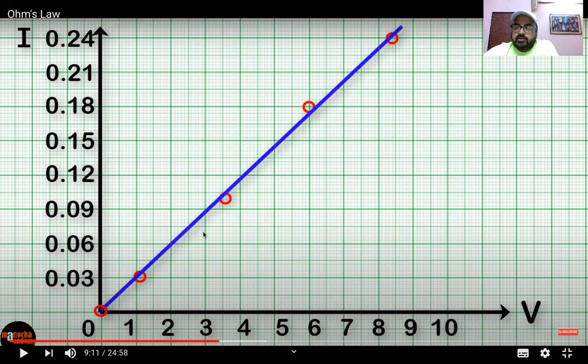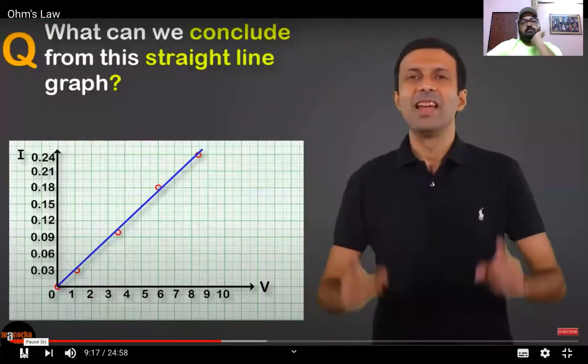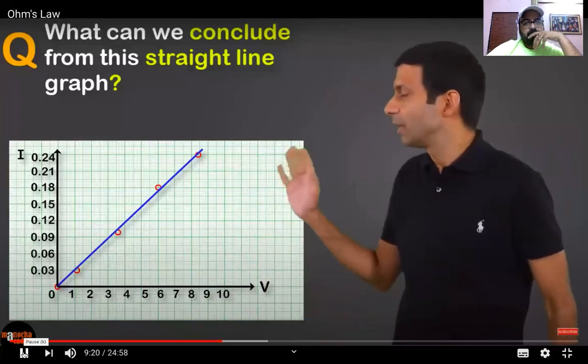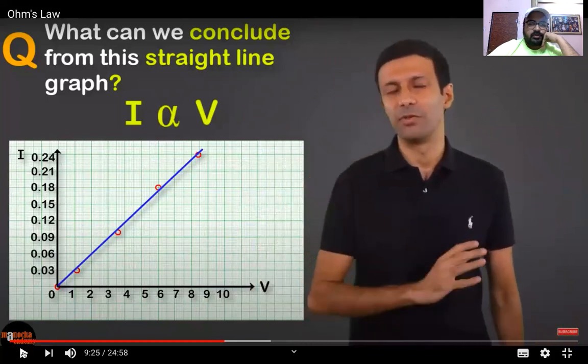From 9th standard it has been taught to you that the line that forms has a slope, and this slope has a direct relation with the y-axis. What is on the y-axis right now? I. Through the origin. What can we conclude from this straight line graph? That's right. Since the graph is approximately a straight line, the current is directly proportional to the potential difference. That is one thing, and if I calculate at every point, the value it gives me is called conductance.